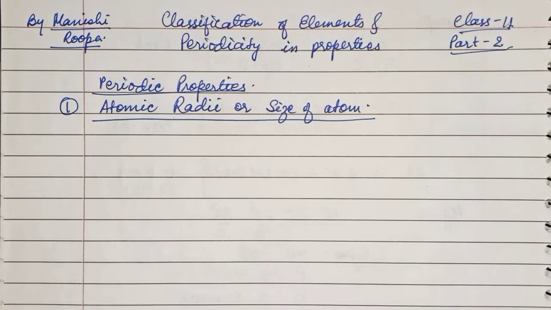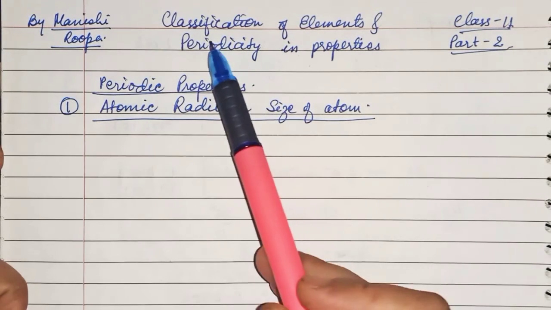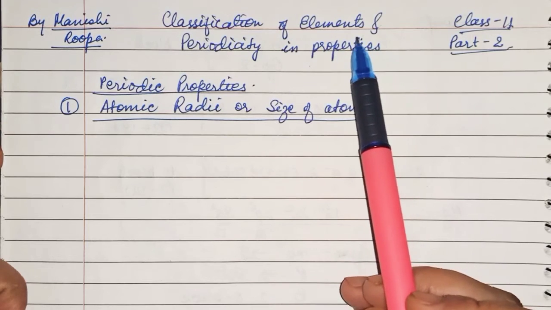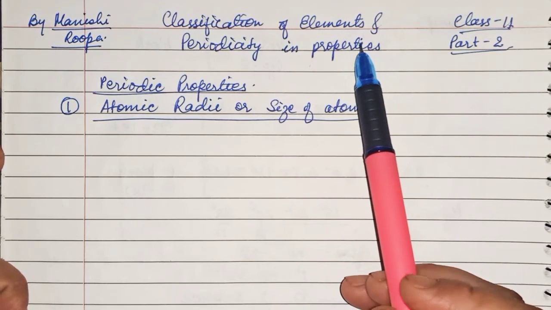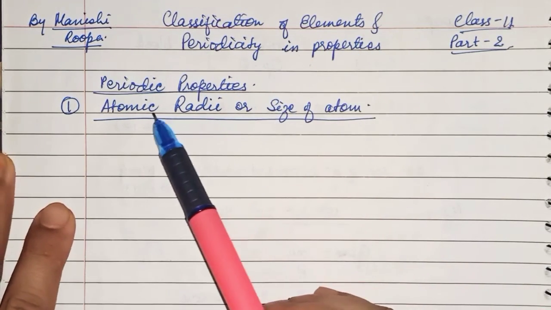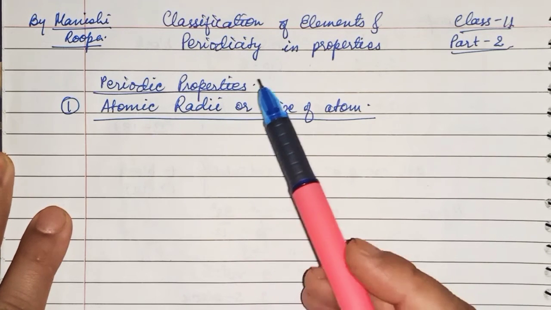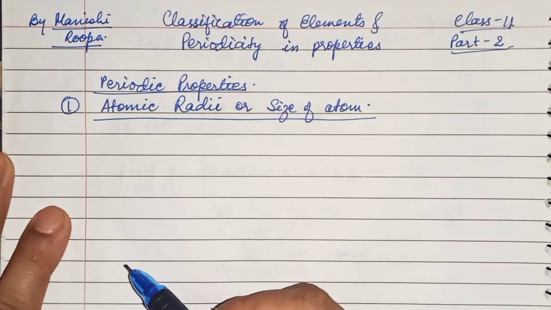Hello children, I am here with the second part of this chapter, classification of elements and periodicity in properties. In this part we will discuss periodic properties. The first property is atomic radii.